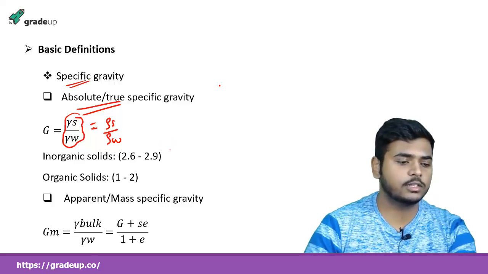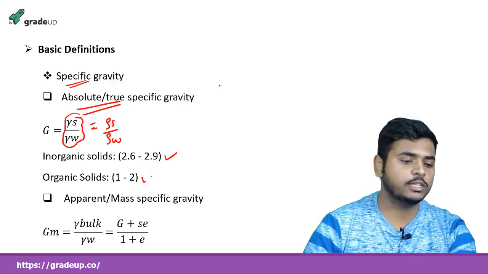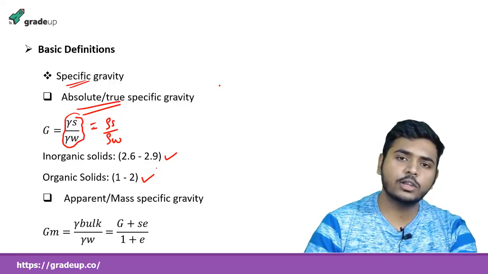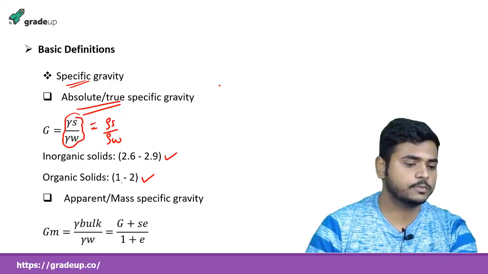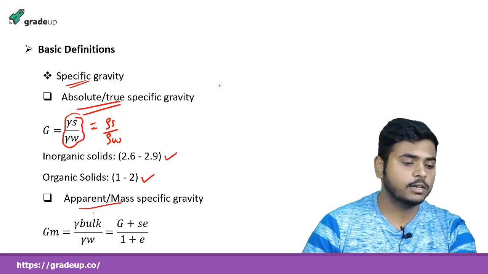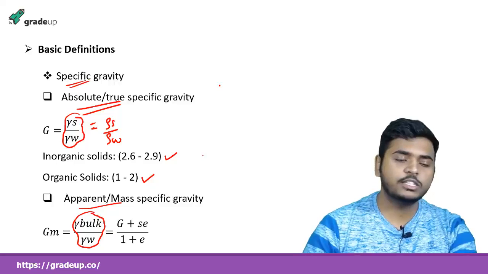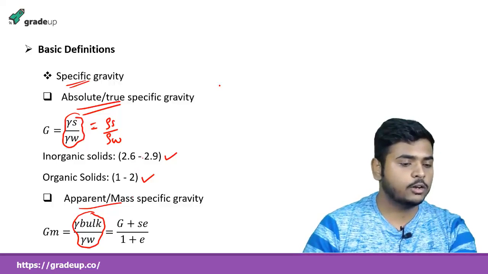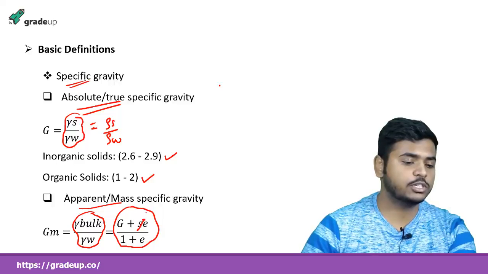For inorganic solids, the value of G varies from 2.6 to 2.9, and for organic solids, this value ranges from 1 to 2. So we can see as the inorganic content increases, the value of absolute or true specific gravity also increases. The second is the apparent or mass specific gravity. This is denoted by the ratio of gamma bulk to the unit weight of water. There is a relation between absolute or true specific gravity and mass specific gravity. That is Gm is equal to (G plus Se) by (1 plus e), where S is degree of saturation and e is the void ratio.